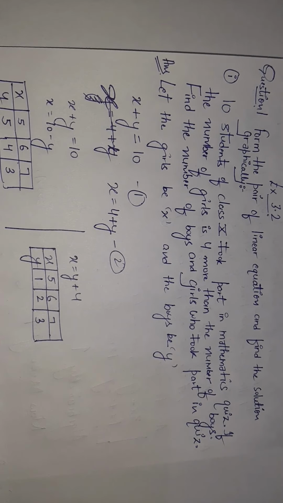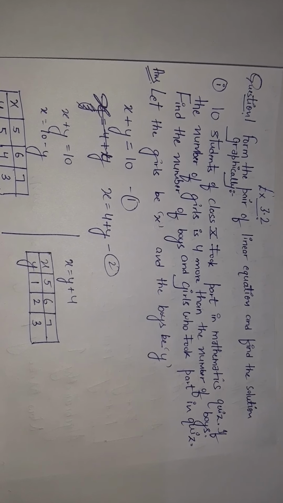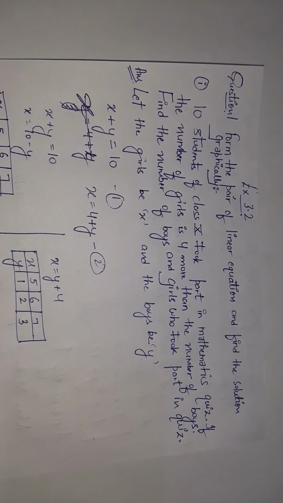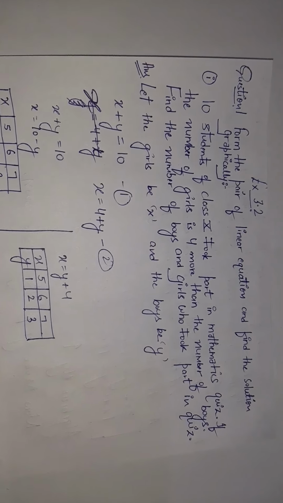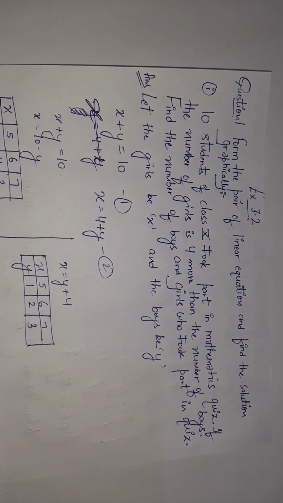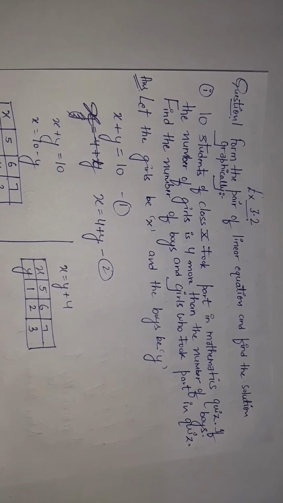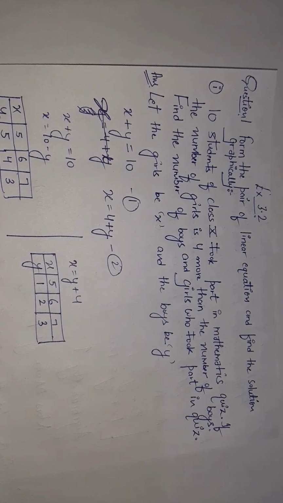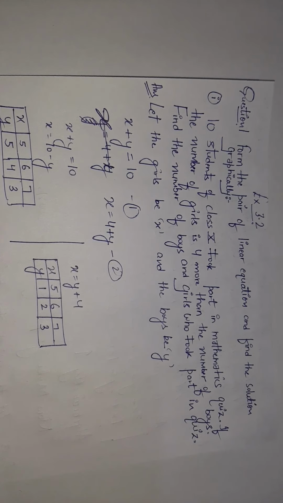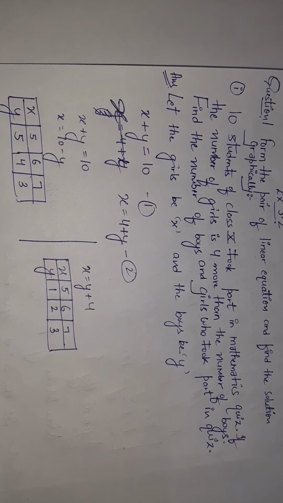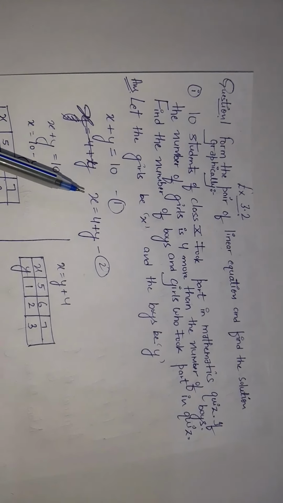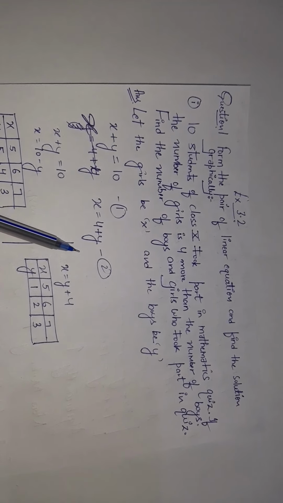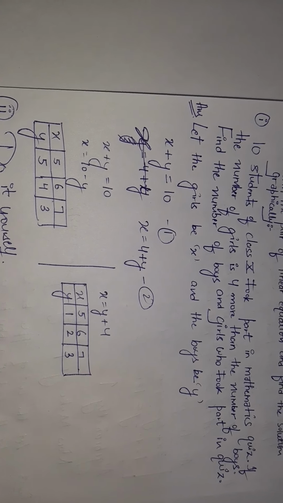The first question says, 10 students of class 10 took part in a mathematics quiz. If the number of girls is 4 more than the number of boys, find the number of boys and girls who took part in the quiz. So let the girls be x and the boys be y. Total number of students was 10, so x plus y is equal to 10. Now the girls will be 4 more than the number of boys, so x is equal to y plus 4. More than means plus. Now 2 equations are there with you. x plus y is equal to 10.